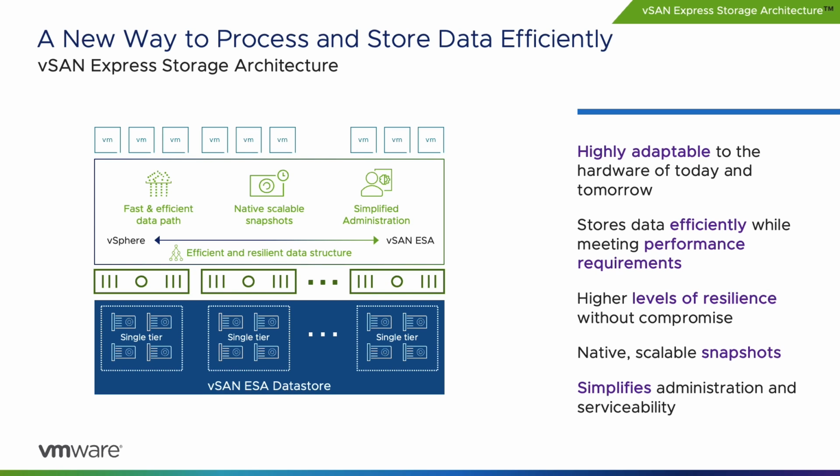The vSAN ESA provides a new way for vSAN to process and store data efficiently. A new fast and efficient data path paired with an efficient and resilient data structure give our users the ability to store and access data fast and efficiently. The Express Storage Architecture also provides an all-new snapshot engine that meets high levels of performance and scalability while remaining fully compatible for use with our ISV partners who provide backup solutions.